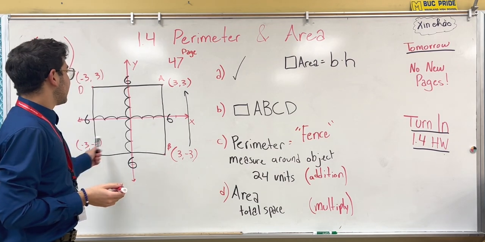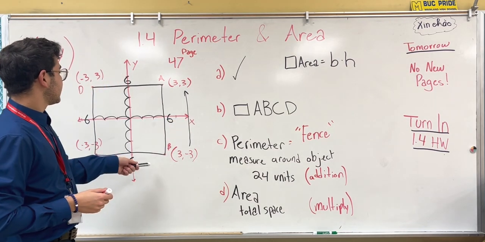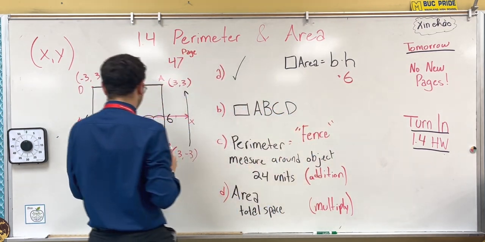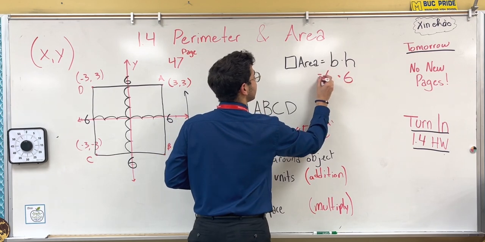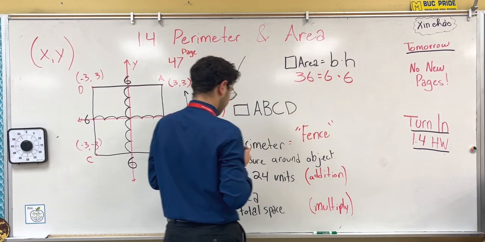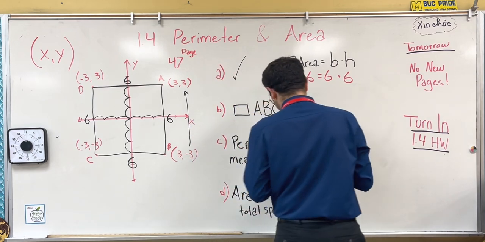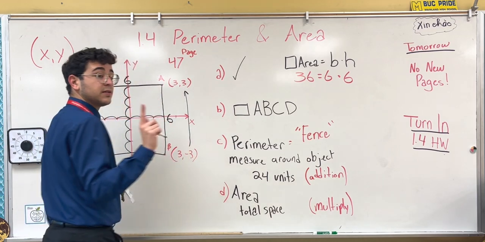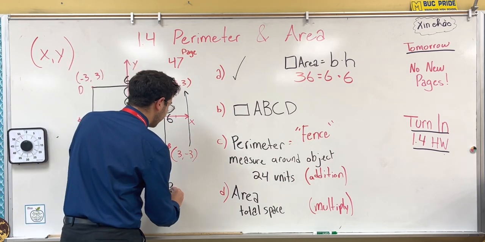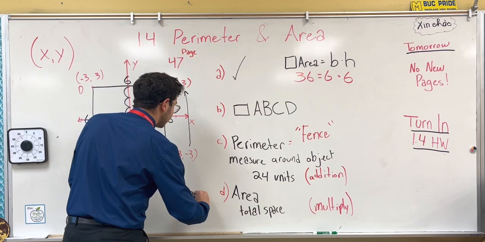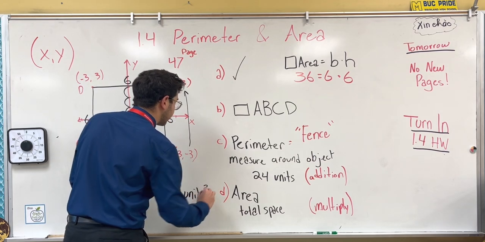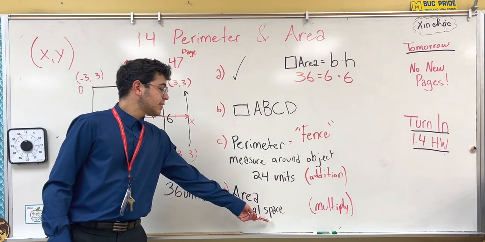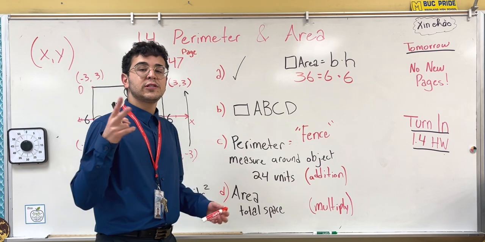So that means the area of square ABCD is a height of 6 times a base of 6. 6 times 6 is 36, okay? So that means our area is, we'll write it right here. Now pay attention to this part, 36 units squared. It's essential that we write the squared because space is a two-dimensional measurement.